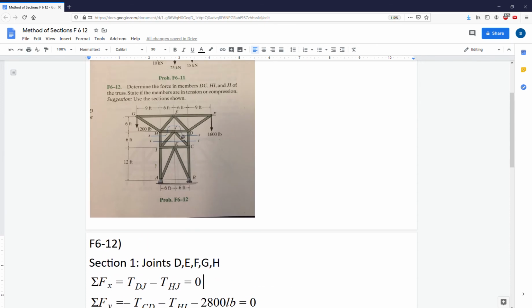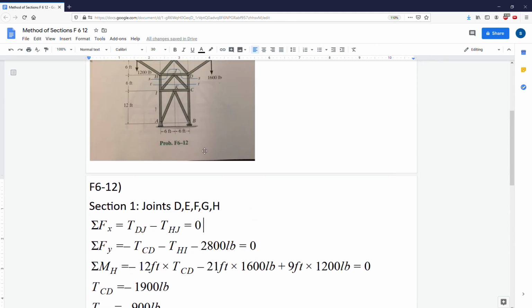So next, I decided to use this middle section right here. This section is solely composed of joint J. Now, you are allowed to do this. Keep in mind that if you have a section that is composed of a single joint, you are basically applying the method of joints there, which means that you will not have a sum of moments equation. However, the sum of forces equations will be sufficient.